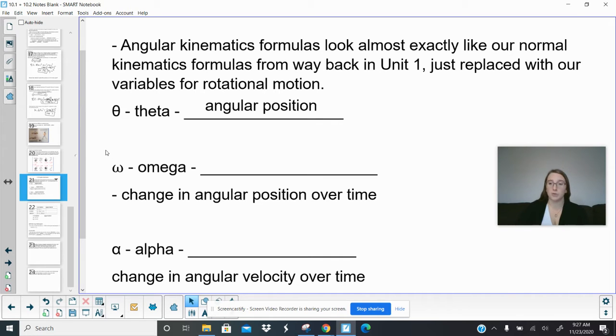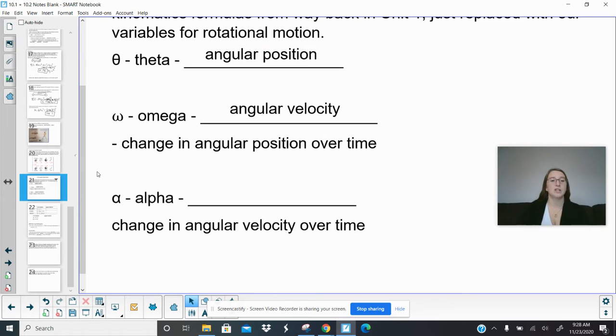So omega, we remember, is the angular velocity. So again, instead of v, we already know this because we've had to do it a couple times now, we have the omega. And don't forget that this is change in theta, angular position, over time. Now we have one more new variable here. When we're talking about angular acceleration, that's alpha. Looks like a little fish almost, or an A with a little blip on the end. That is the angular acceleration. And that is the change in angular velocity over time.